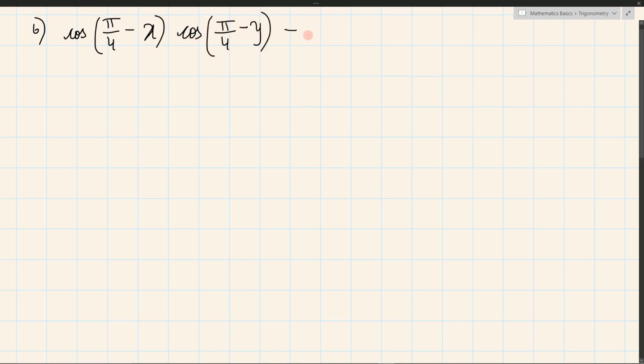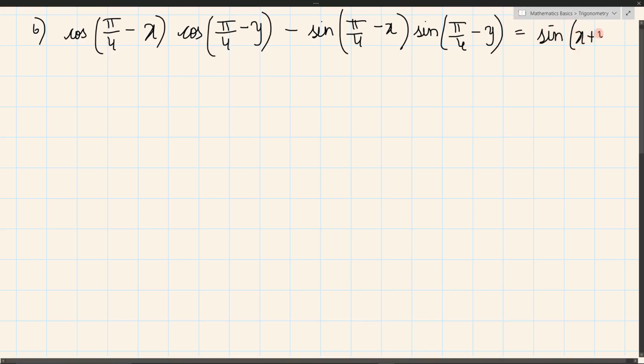So we have question number 6. Cos of (pi by 4 minus x) into cos of (pi by 4 minus y) minus sine of (pi by 4 minus x) into sine of (pi by 4 minus y) is equal to sine of (x plus y). So this is the question. So let us consider the LHS.